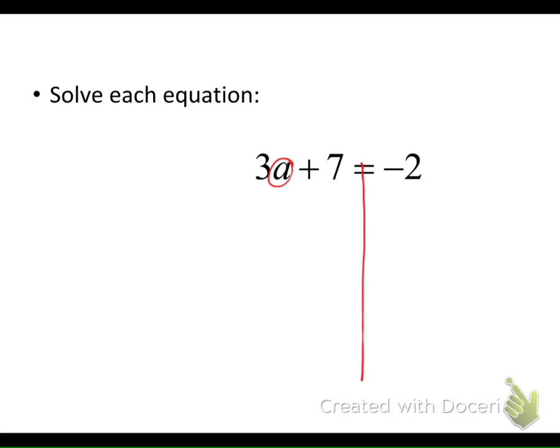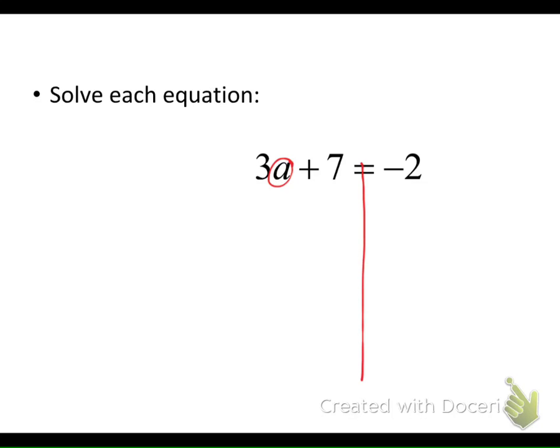Because that's my visual clue that I want to get that variable by itself, which means I have to get rid of anything else that is on the same side as the variable, meaning I'm going to have to get rid of the 3 and the 7. But if you remember last week, I can't just pick any random number to get rid of first. I have to use what to help me determine where to start?